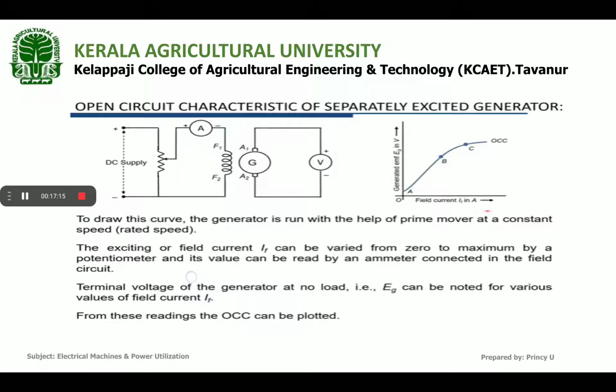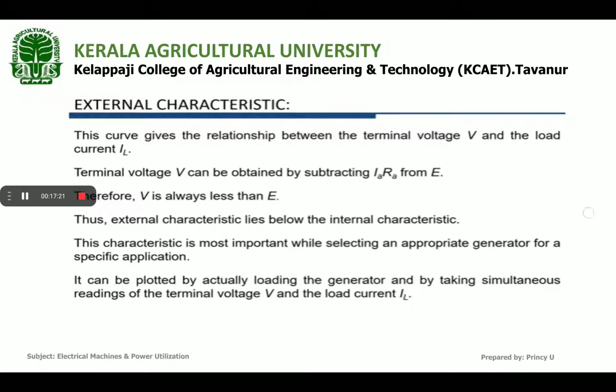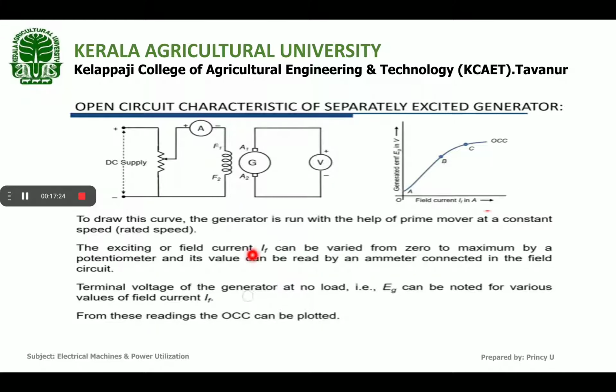To draw this curve, the generator is run with the help of a prime mover at a constant speed. We should remember the speed of the prime mover should be constant. The exciting or field current IF, the current flowing through the field, is varied from 0 to a maximum by the potentiometer. Its value can be read by the ammeter connected in the field circuit. By varying this potentiometer we can increase the field current and note down this value.